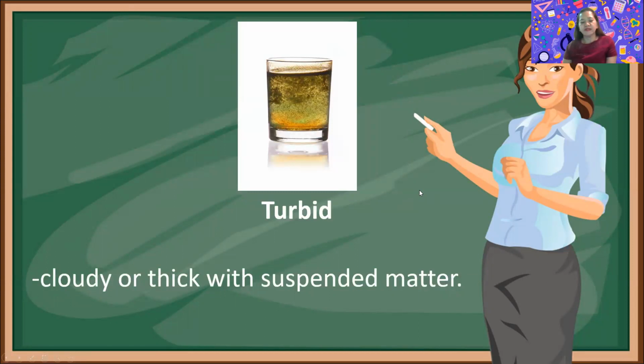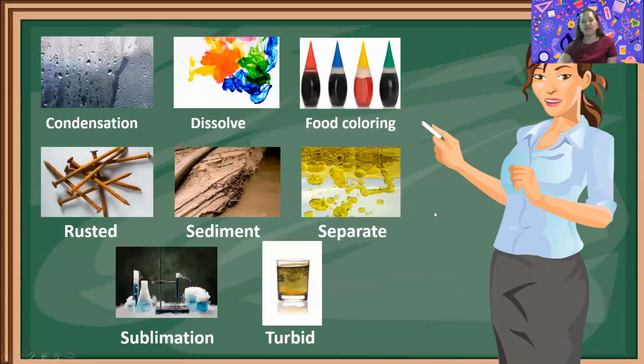Next is turbid. This is cloudy or thick with suspended matter. Can you see? There's a liquid in a glass and I think there's some dirt inside the glass. So the water is not clear. It's turbid. You call it turbid. When the water is not clear, it's turbid. I hope you understand that, guys.